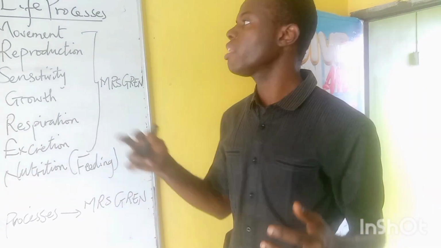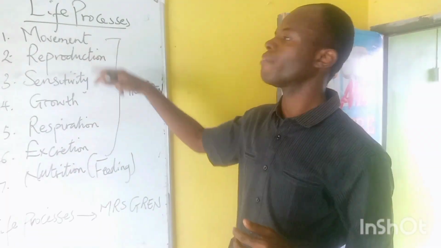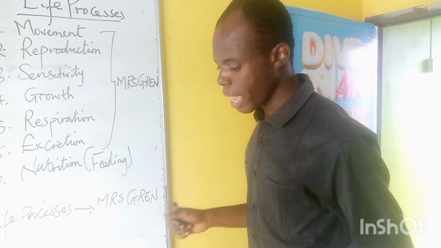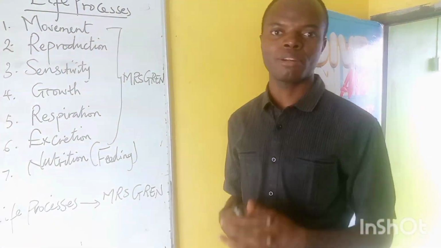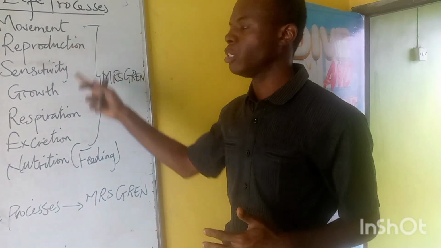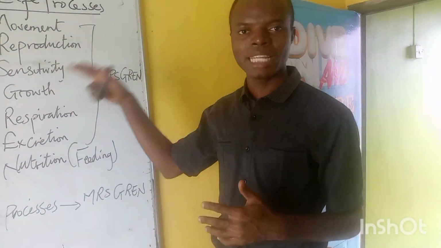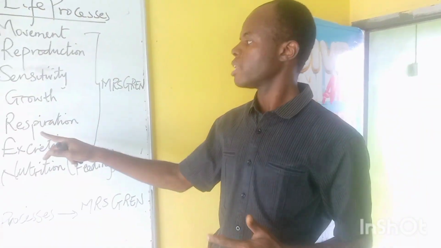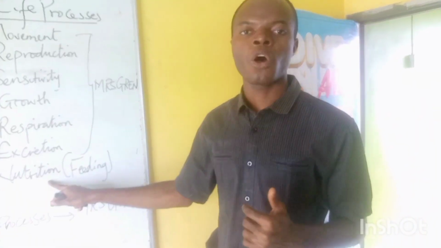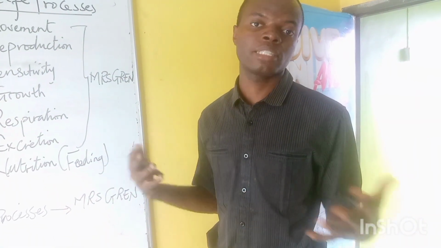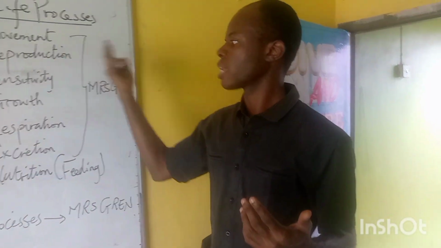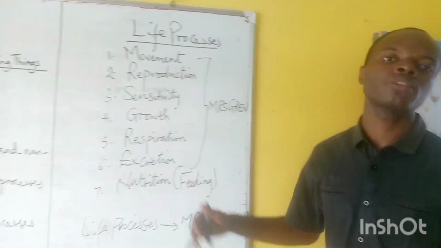Of course, some non-living things can exhibit or show some of these life processes. For example, a car can move. When you kick a ball, the ball can move from one place to another. That's movement. But a car cannot reproduce, it cannot sense the changes in the environment, it cannot grow, it cannot respire, it cannot take in air, it cannot excrete, it cannot feed on its own. A ball cannot sense, reproduce, respire, excrete, or feed.